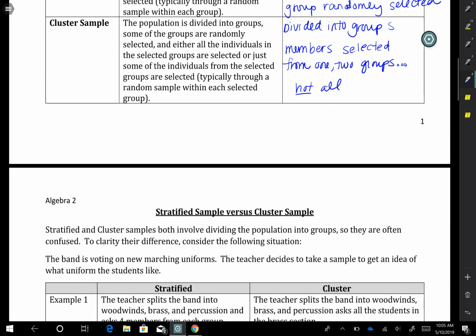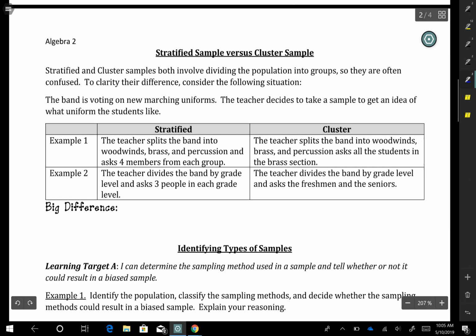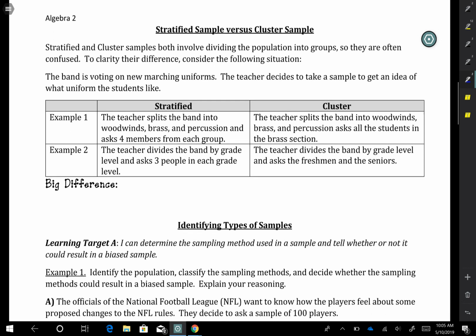Okay, I just wanted to give you guys a little bit of an introduction to these sampling methods so that you're ready to try the examples in class.